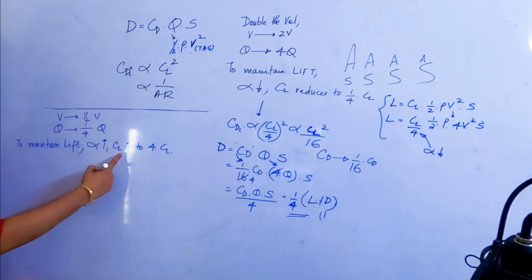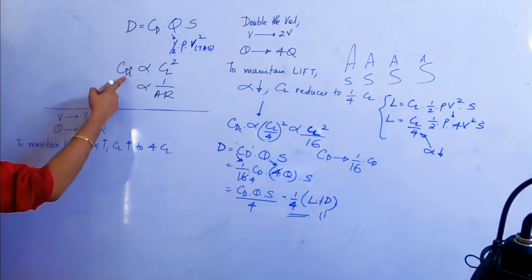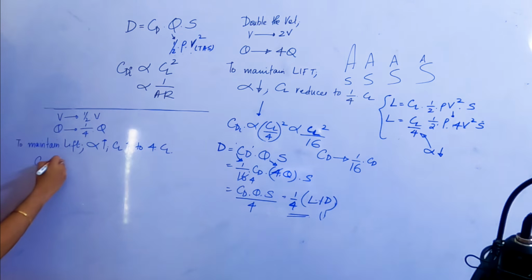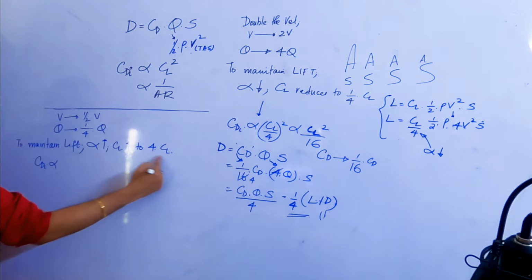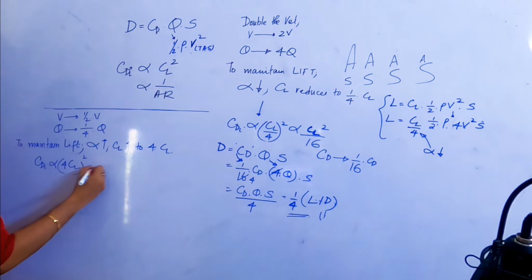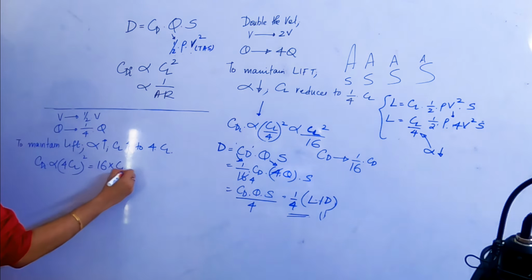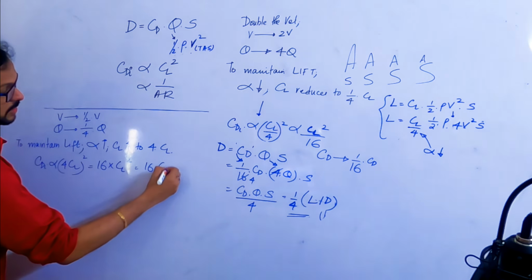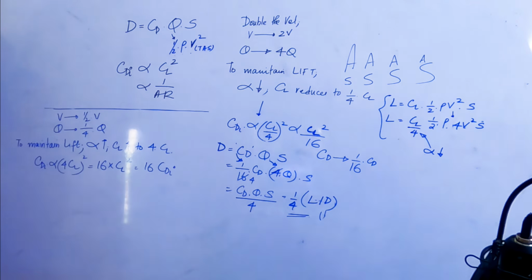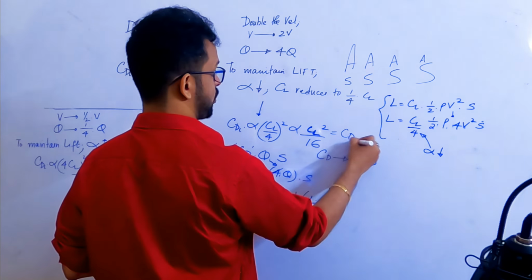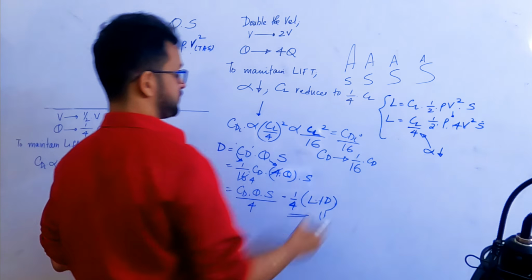Therefore, since CL increases to 4 times CL, and coefficient of induced drag is proportional to square of CL, CL is now 4 times CL, the whole squared. That is equal to 16 times CL squared. So the coefficient of induced drag has increased by 16 times. So here also you can see this is equal to CDI, coefficient of induced drag, times 16.